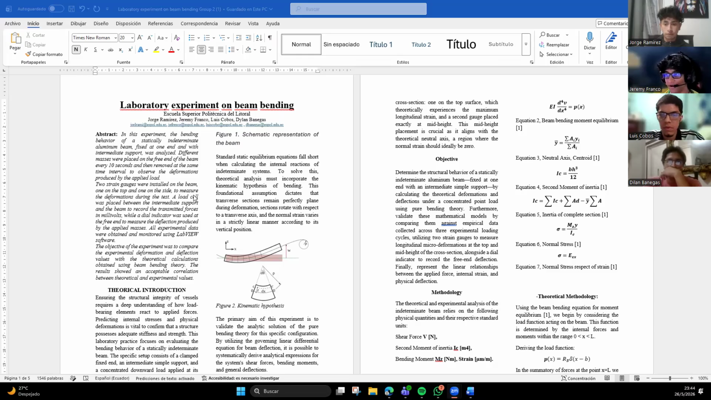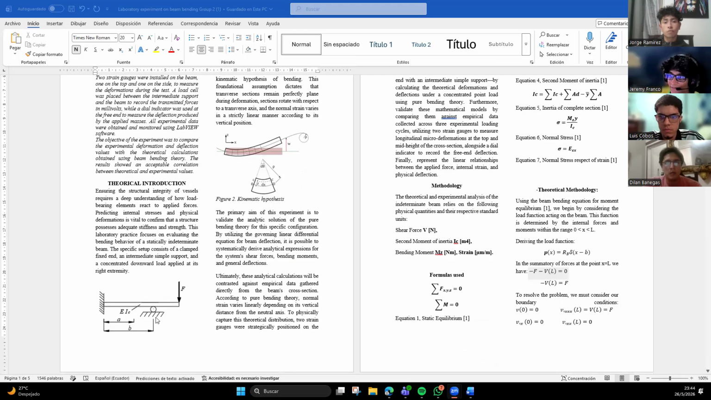Good afternoon. We are from group number 2, and we are going to discuss the development of the report. In this report, we are analyzing a beam to verify if the assumptions made about this beam are correct. For this, we add weights at the right end of the beam, and with a strain gauge we obtain graphs to get the data to verify this.